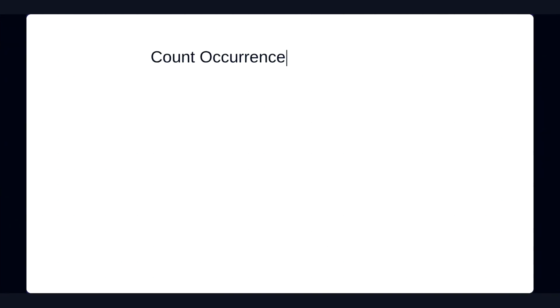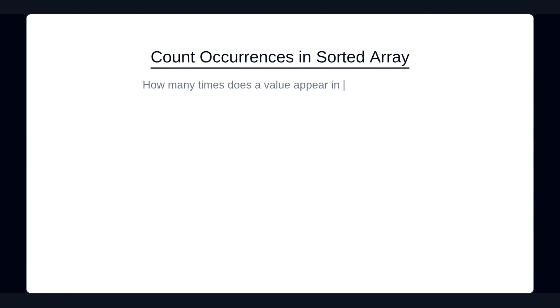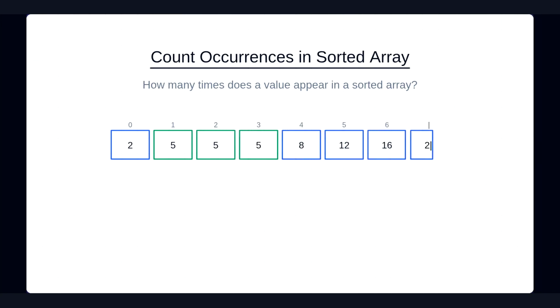Here is a sorted array where values can repeat. 2, 5, 5, 5, 8, 12, 16, 23. We want to count how many times a value appears. For 5, the answer is 3. We could scan the whole array and tally, but on a sorted array binary search lets us find the count almost instantly.